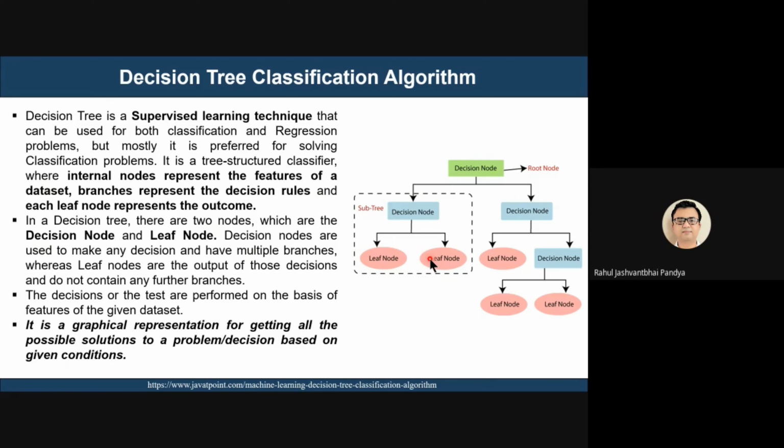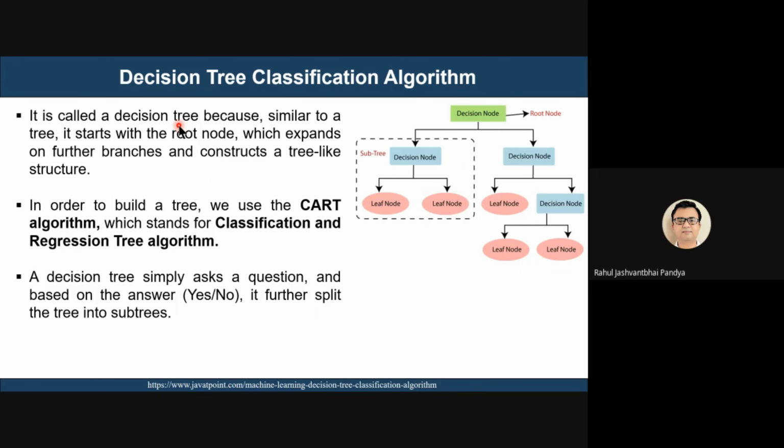The decisions or the tests are performed on the basis of features of the given data set. It is generally a graphical representation of getting all the possible solutions to a particular problem or decision based on the given conditions. We apply different conditions, we divide them into the branches, we try to segregate the outcome at the end in terms of leaf nodes. That's the basic idea of my decision tree algorithm, which is mainly used for classification, and it's a supervised machine learning algorithm.